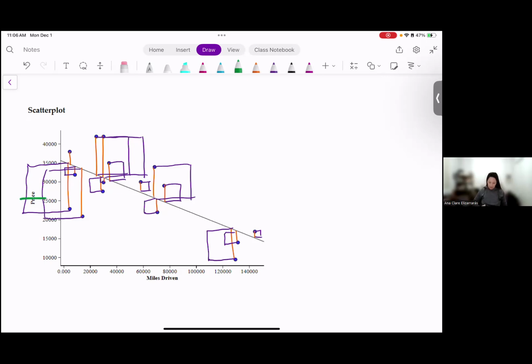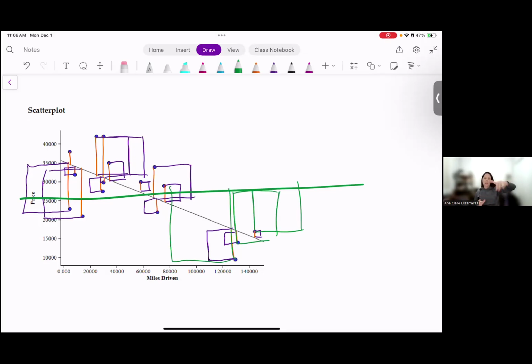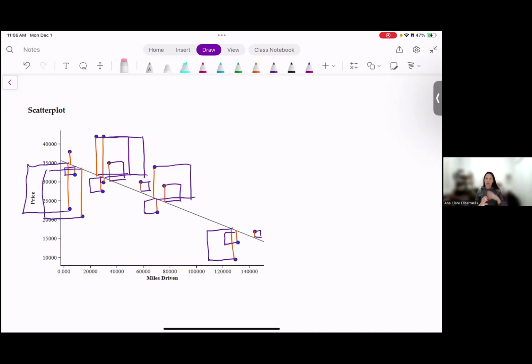If I was to take some other straight line in here, I would get a bigger square here, a bigger square here, a bigger square here. And so again, the calculation is making those squares and minimizing. So if you're in calculus or taking calculus, you understand minimizing under constraints.